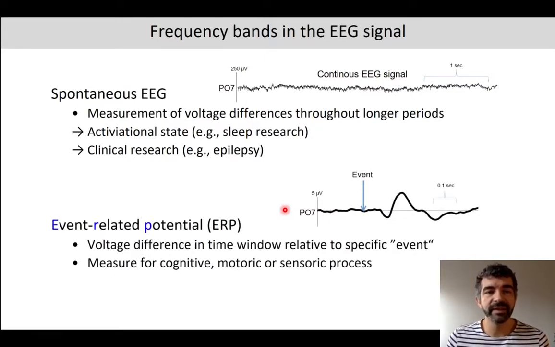The second way of looking at EEG data is event-related potential. Here we're not looking over a longer period of time. We're looking at a lot of short periods that are averaged together, and this is always in relation to an event, hence event-related potential. So this is used to measure cognitive, motoric, or sensory processes. Here, for example, we have it for electrode P07. There's an event happening here. This is the ERP, a typical shape you can see here. This is the average across maybe 100 trials or so, whereas this is just a single trial, or a longer period of time.